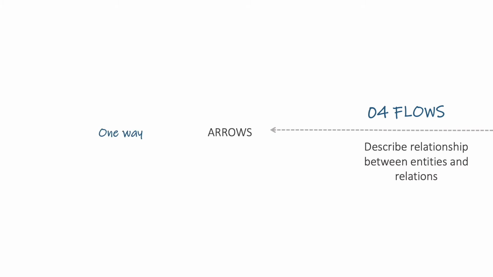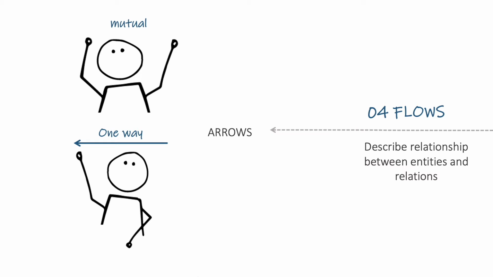Fourth, we have flows. They describe the relationship between entities and relations. With the use of arrows, they can describe a one-way relationship or a mutual relationship.